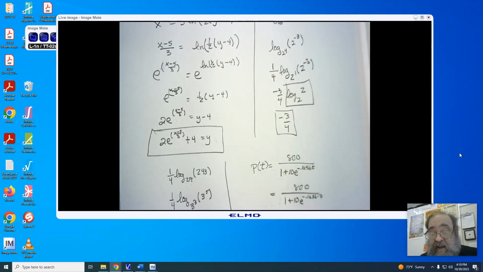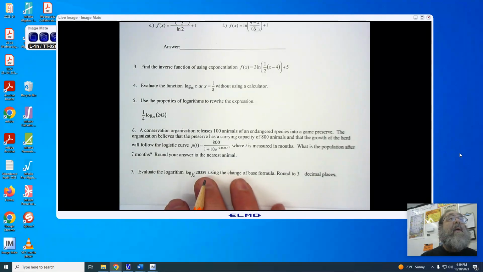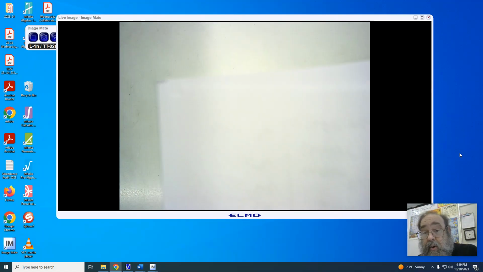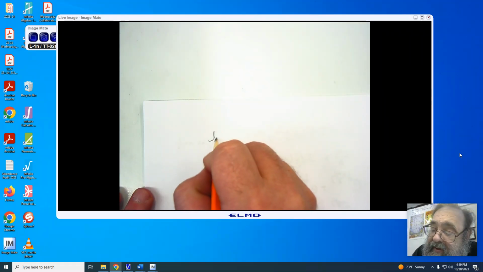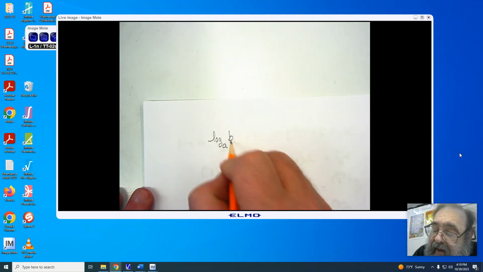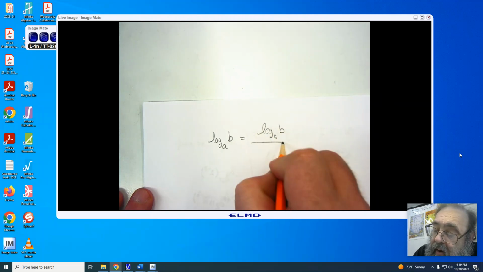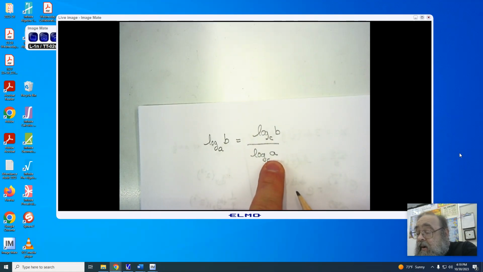This brings us to number 7. Number 7 says to evaluate the logarithm using the change of base formula. This requires you to know the change of base formula. And if you don't know the change of base formula, you've got one wrong. The change of base formula says to take log base A of B and it becomes log base C of B over log base C of A. Notice the old base is in the denominator and the old argument is in the numerator.